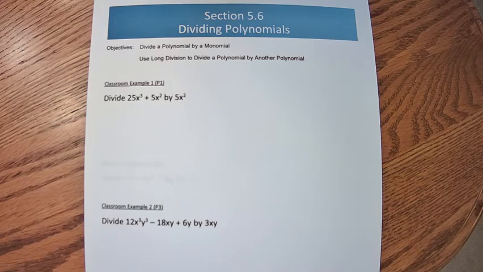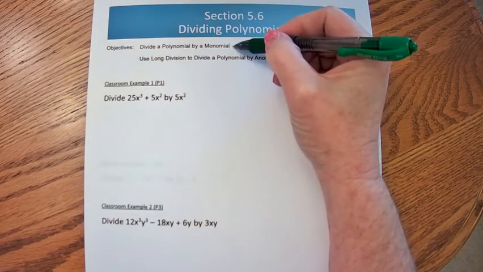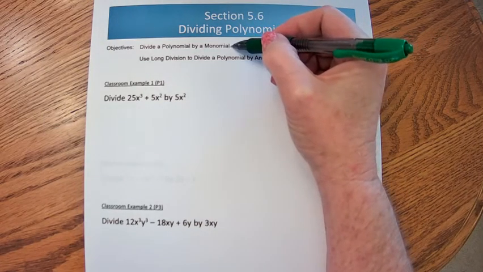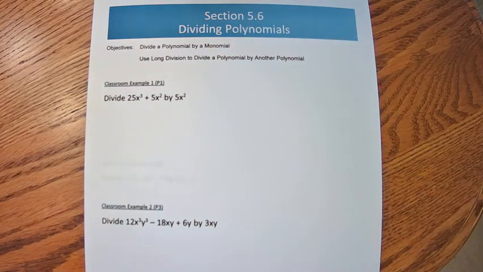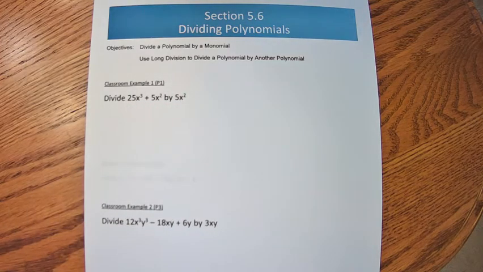So for our last section in Chapter 5, Section 5-6, we'll be learning how to divide polynomials. So we've learned how to add them, subtract them, multiply them, and now we're going to learn how to divide them. If you're dividing by a monomial, in other words, just a single term in the denominator, it's a little bit easier process. But if the denominator is not a monomial, like if it's a binomial, then we'll have to do long division.